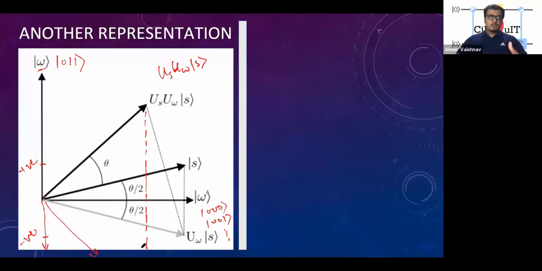And then the US operation again, which is the diffuser operation, will again reflect by this particular axis, and it will be somewhere here. So this particular vector gets closer and closer now to the omega state. And every time it goes closer, it goes by theta degrees. So that's how we can say that we are reaching the correct solution with the help of Grover's algorithm.